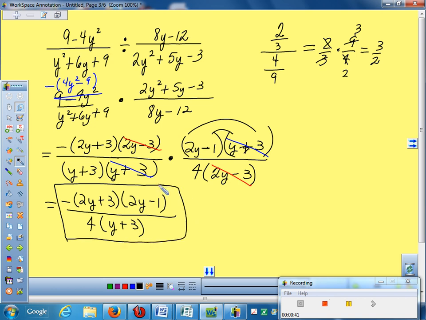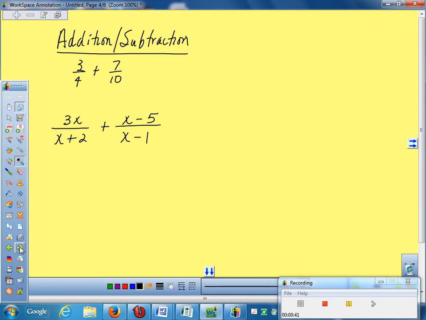Alright. So you've got multiplication and division mastered. Let's add and subtract. Wait, there's more? Heck yeah. For addition and subtraction, you need a common denominator. Okay, it's back to the good old days. How do you add 3/4 plus 7/10?